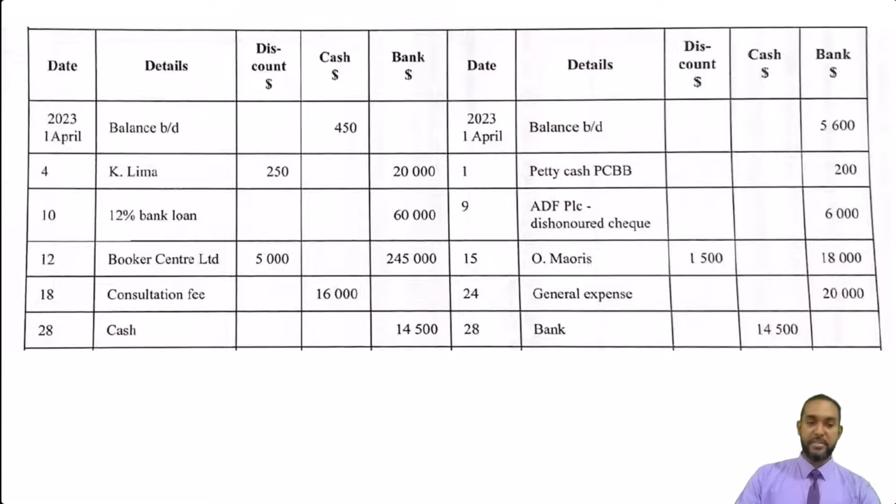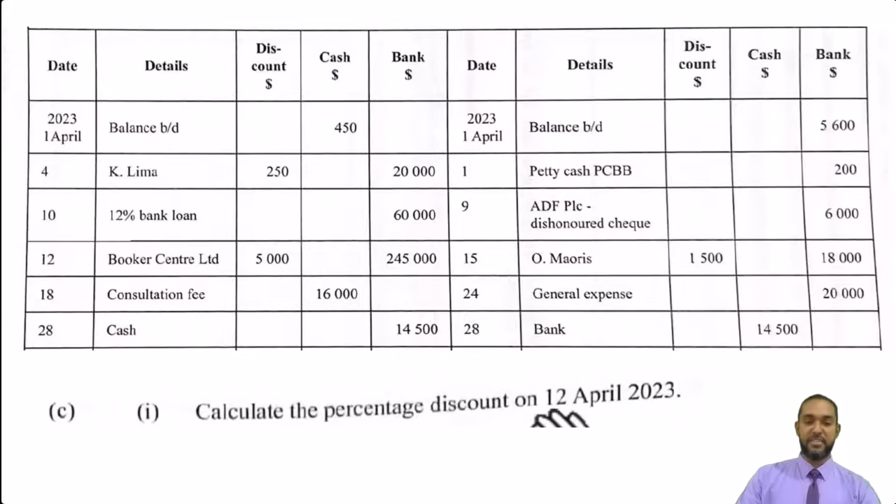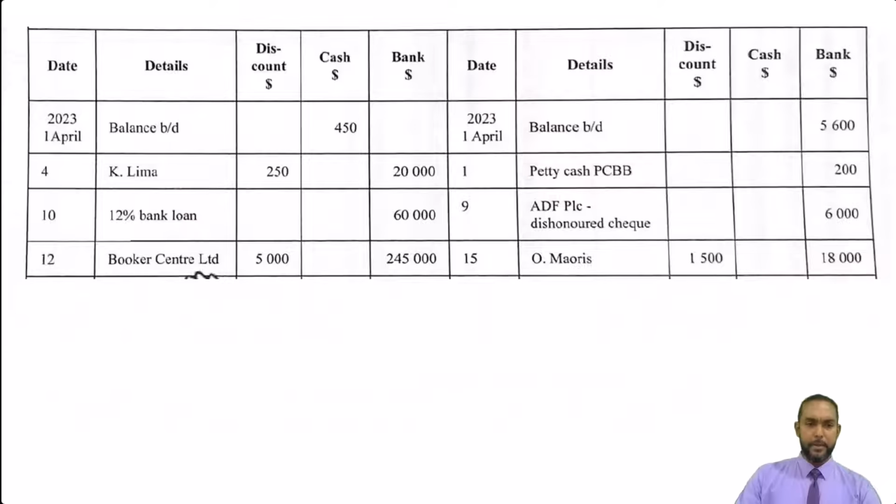Right, now part C says, calculate the percentage discount on the 12th of April, 2023. So the 12th of April, Booker Center Limited, 5,245. Now don't make the mistake of simply putting 5,000 over 245. No. The total amount that was supposed to be paid and on which discount was calculated is the sum of these two figures here. So 5,000 plus the 245 is 5,250. So the discount was calculated on the 5,250.